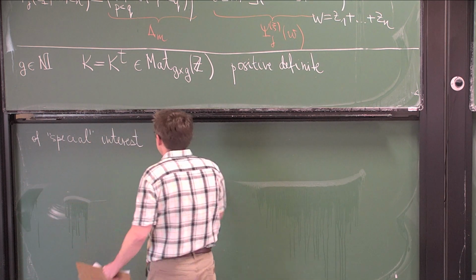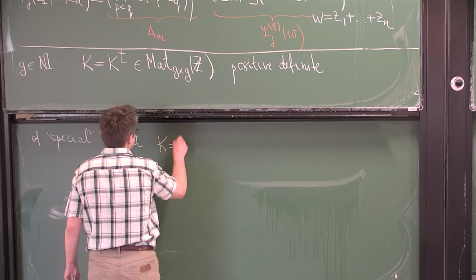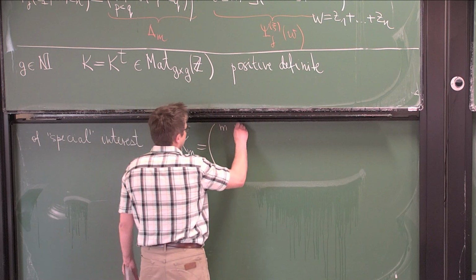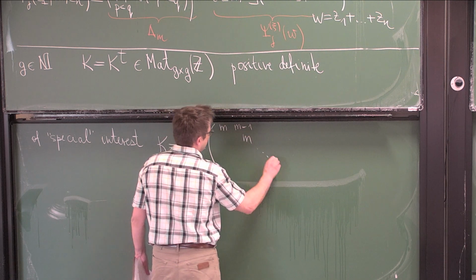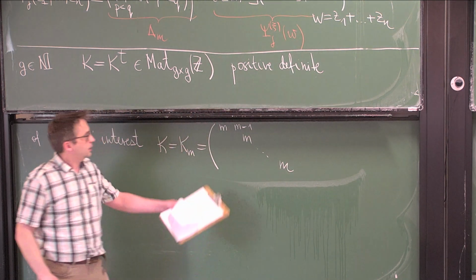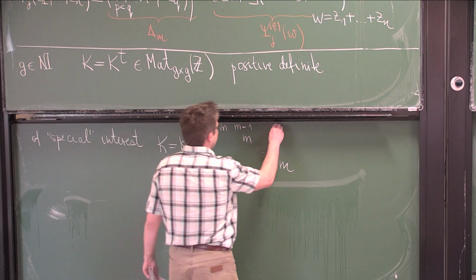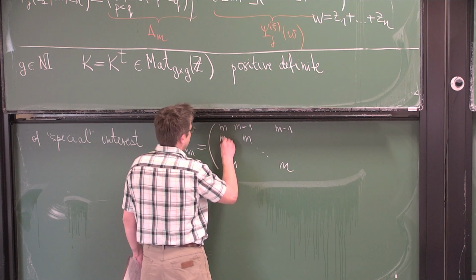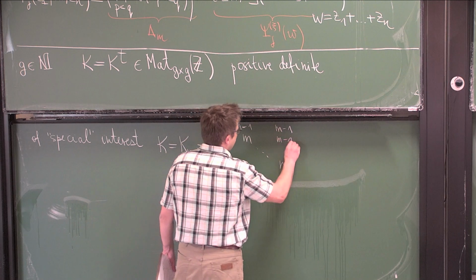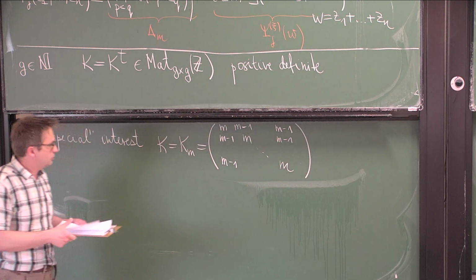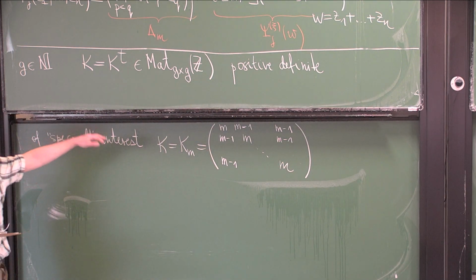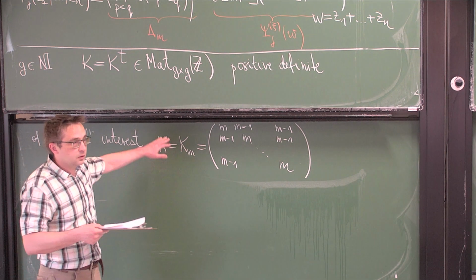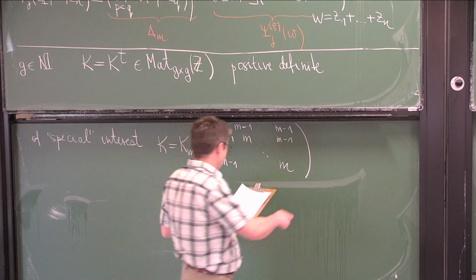Well, it's a case where K is a matrix of the following form. On the diagonal I have m, and all off-diagonal terms are m minus 1. Why am I saying it is of special interest? Because some part of my results, with Semyon, will concern only this special case.